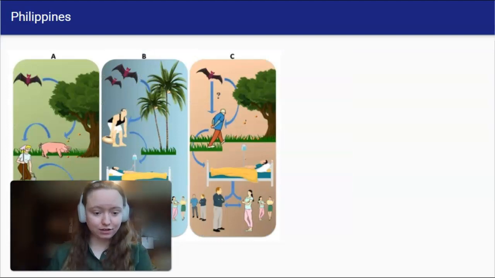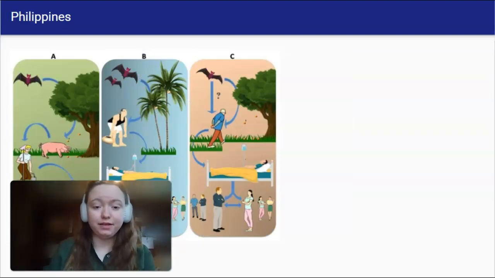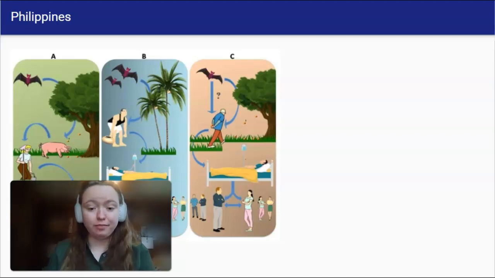And finally, we'll take a look at the Philippines. Unlike the previous cases, Philippine NIV was not found in pigs or bats. Actually, in the Philippines, it is common practice to raise, slaughter, and later eat horses. When villagers came into contact with body fluids of infected horses, they became infected just as the farmers in Malaysia were infected by pigs.